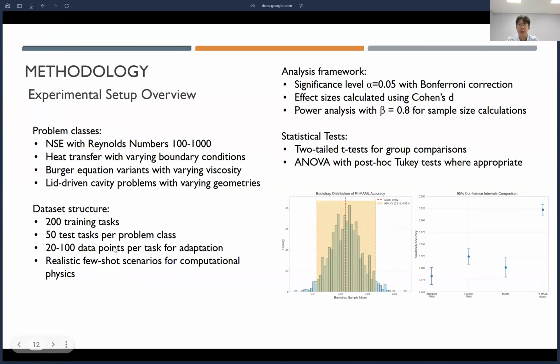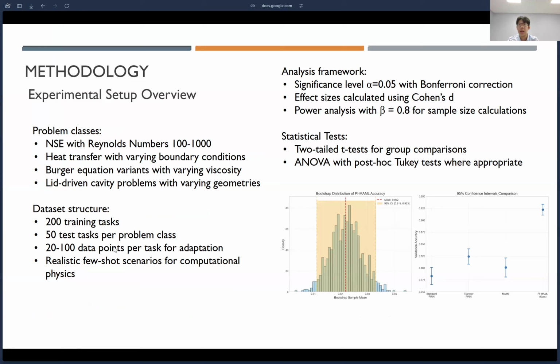And so this is our experimental setup. We did a comprehensive evaluation of fluid dynamics. Problem classes include the Navier-Stokes equations, Reynolds numbers 100 to 1,000, heat transfer with varying boundary conditions, Burgers' equations with varying viscosity, and lid-driven cavity problems with varying geometries. The dataset structure includes 200 training tasks, 50 tasks per problem class, and 20 to 100 data points per task for adaptation, creating realistic few-shot scenarios for computational physics.